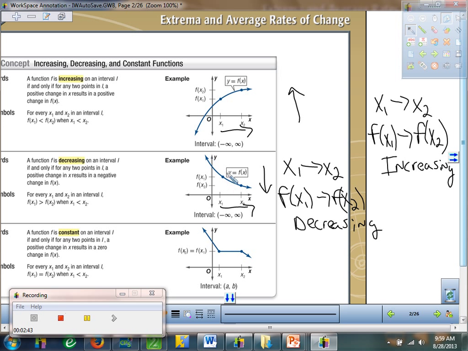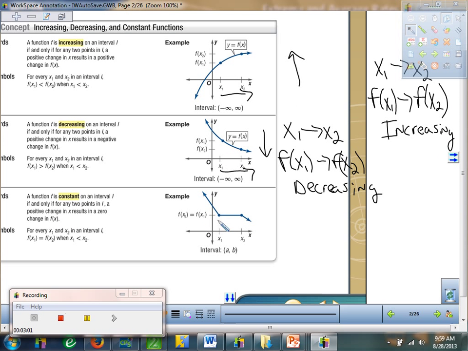Again, we'll do some examples where we have increases and decreases in the same function, but right now this function would be decreasing from x1 to x2. The f of x's are getting smaller, going towards negative. The last thing we could have is constant. The function starts out decreasing, but once we hit x1 to x2, the f of x's are staying the same. So we call that constant.